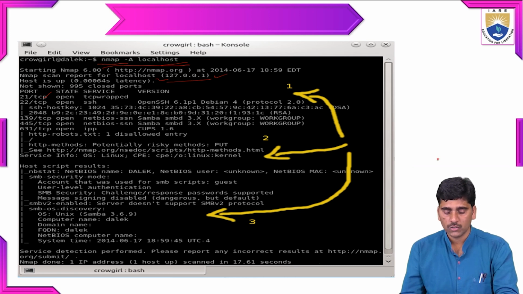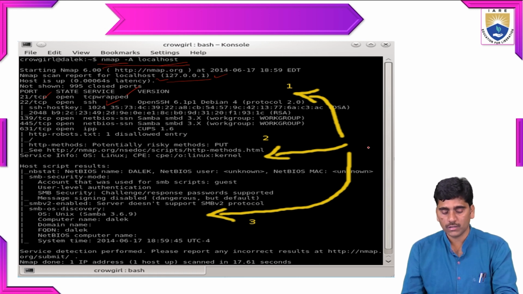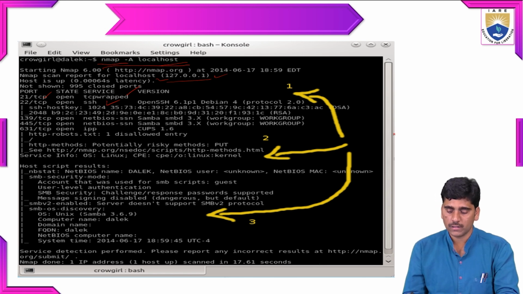All these ports are in different states and offer different services. What are those services? TCP wrapped service, SSH is one service, and the SSH host key is another, along with all the services often used by this operating system. The second part shows the HTTP methods and the operating system information: OS is Linux, and the kernel is also Linux.